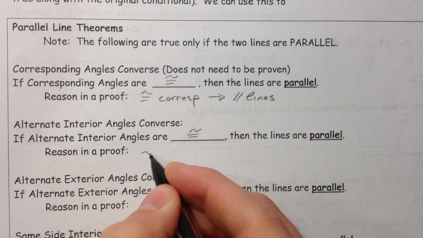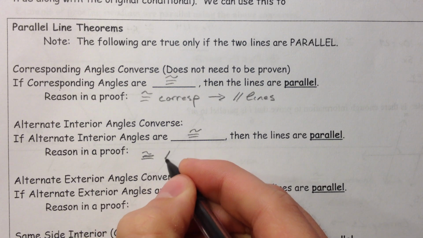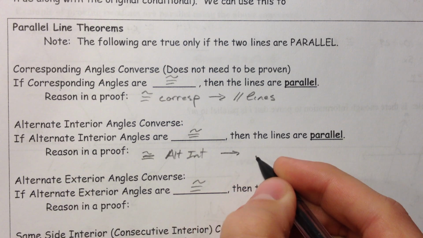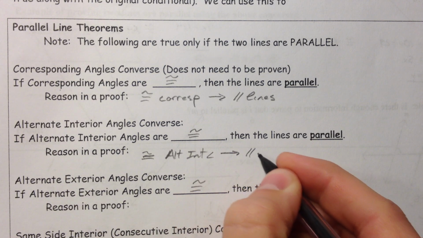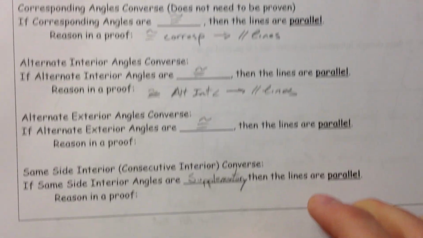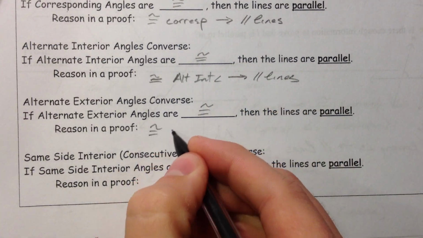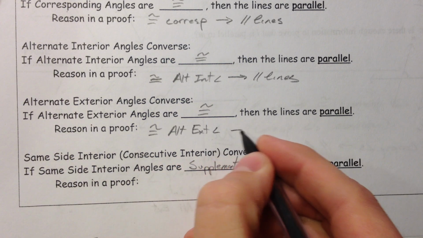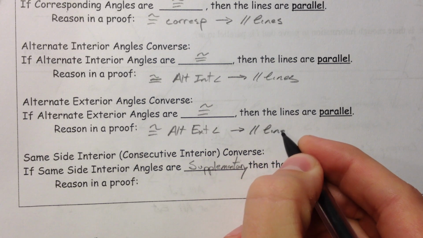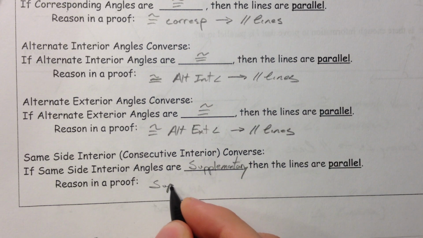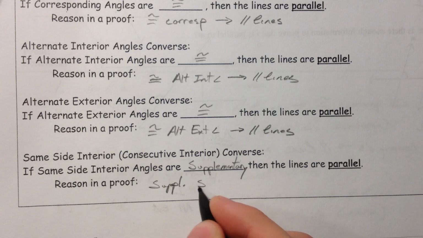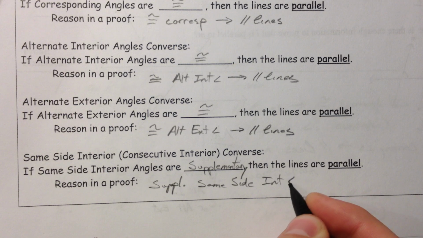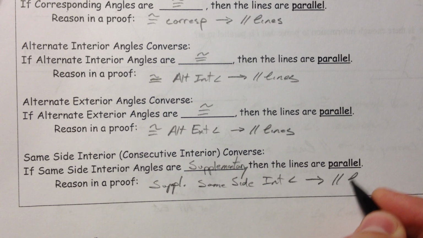If we have congruent alternate interior angles, then that means we have parallel lines. If we have congruent alternate exterior angles, that means we have parallel lines. And if we have supplementary same side interior angles, that means we have parallel lines.